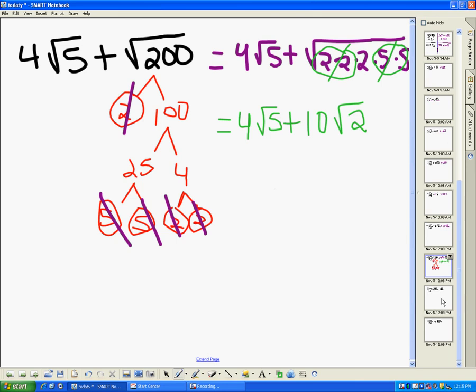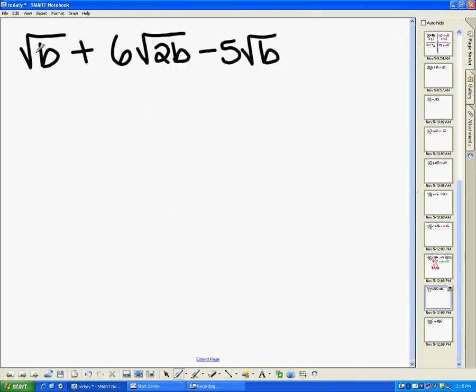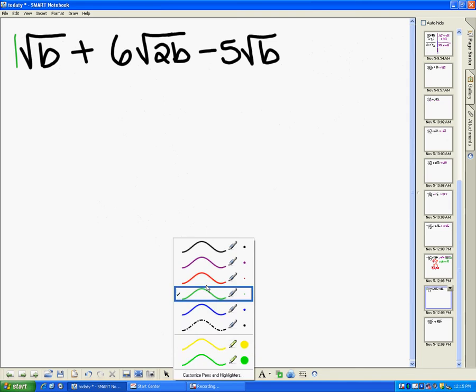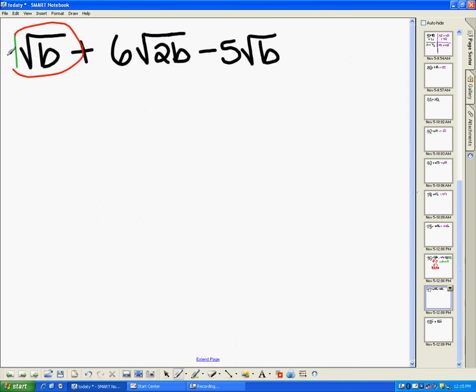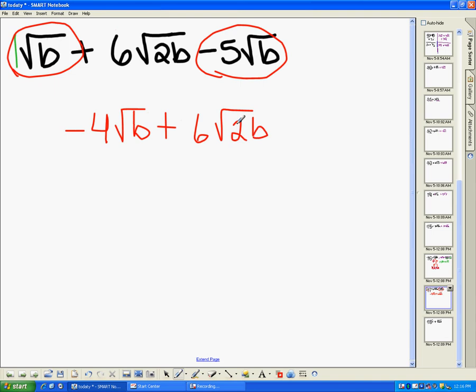Alright, so let's try another one. We've got square root of b plus 6 square root of 2b minus 5 square root of b. Well, again, there's a 1 right here. So I'm going to look. These have the same radicand, so I'm going to subtract. So 1 minus 5 square root of b is negative 4 square root of b, and then I still have my plus 6 square root of 2b. And this cannot be simplified at all. There's no perfect square under here that you can pull out. So this would be the answer to this one.